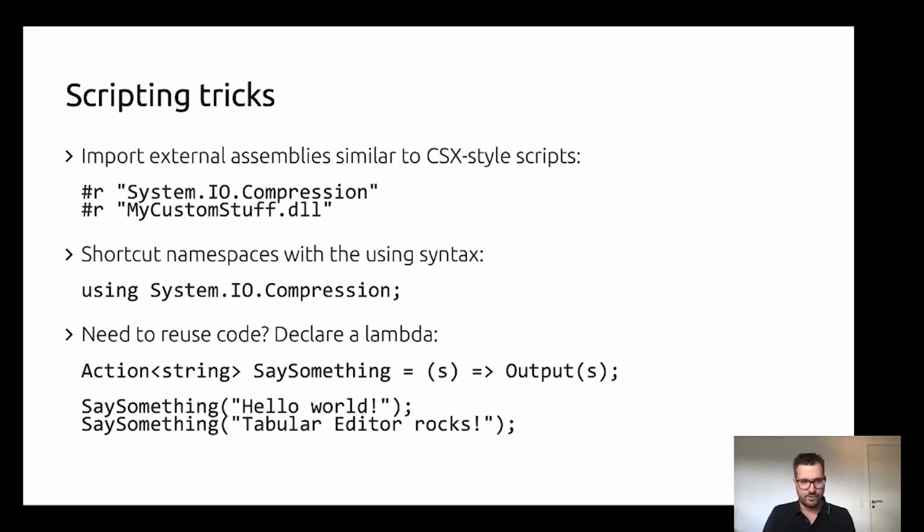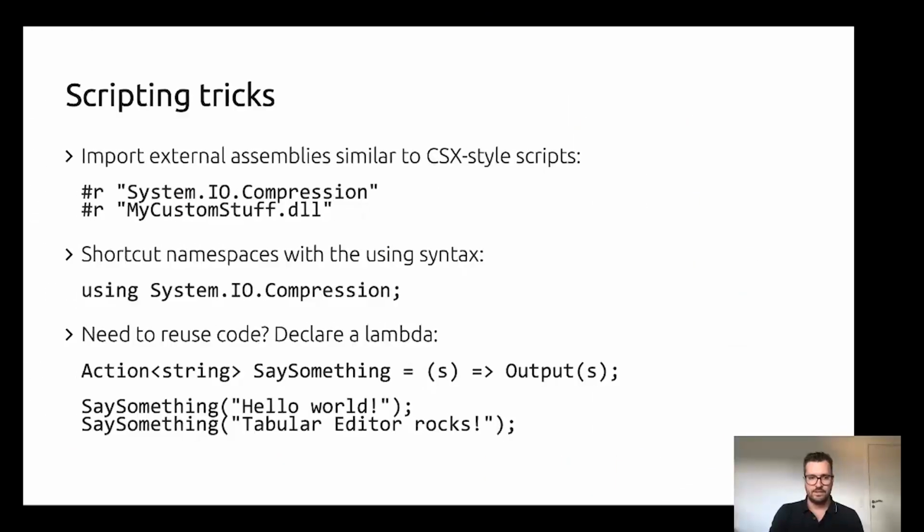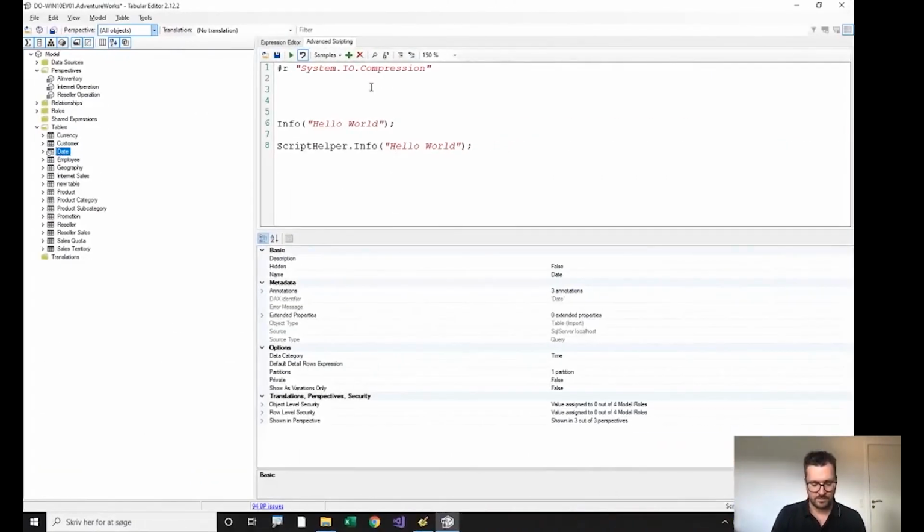So I mentioned we can include external assemblies using the hashtag R style. And if any of you have been working with Azure Functions, this is the same sort of syntax that you're using to reference external libraries in an Azure Function. In addition, we can also shortcut namespaces using the regular using syntax. So just by writing using System.IO.Compression, then you don't have to qualify objects or classes from within the Compression namespace every time we reference them in the code. And as you can see, this still compiles just fine. So we can just reference the object names directly.